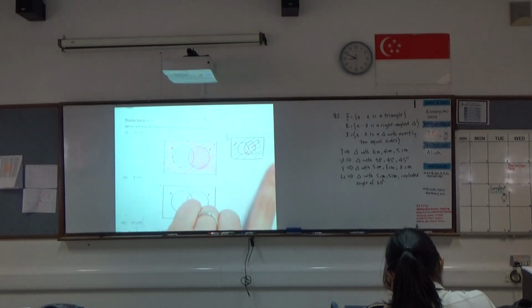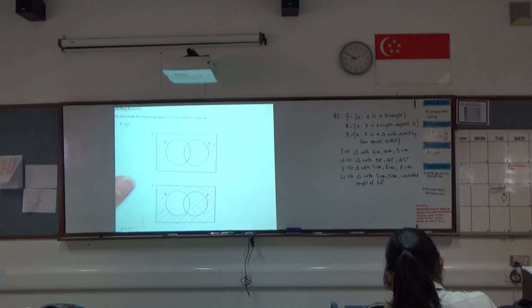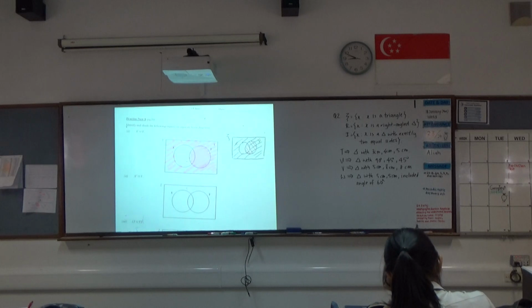So you can shade just with lines like this, also fine. In fact, I would recommend doing this. No need to be so finely spaced out, as long as it is a clear diagram. Any questions?